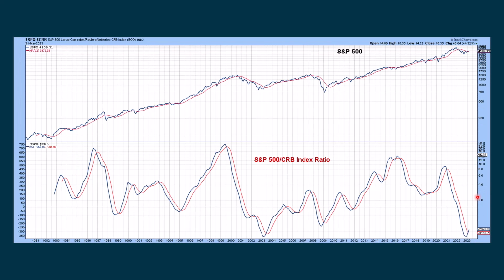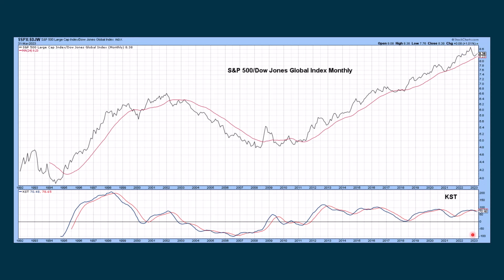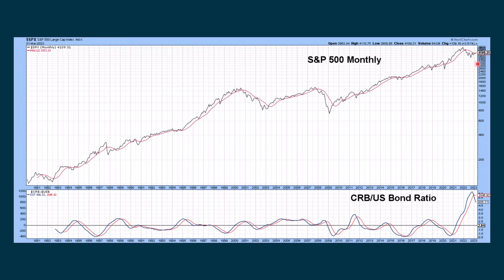And then the S&P to the PPO is turning back positive, so longer term that is positive on the monthly chart. Comparing the S&P 500 to the CRB, the S&P is starting to outperform like we've seen in other charts, but this is a longer term chart. And then the S&P to global stocks, we're still seeing some weakness with the KST, but we continue to be above this moving average.